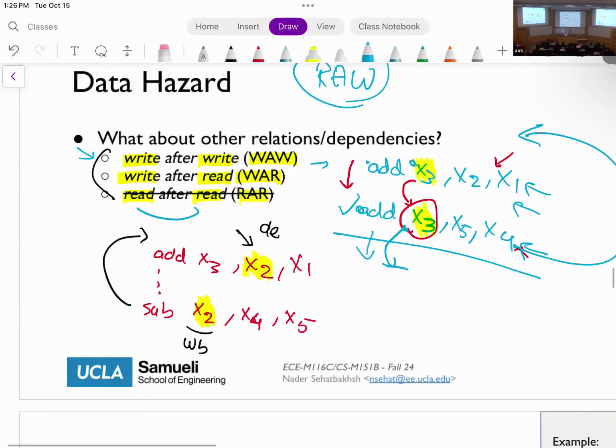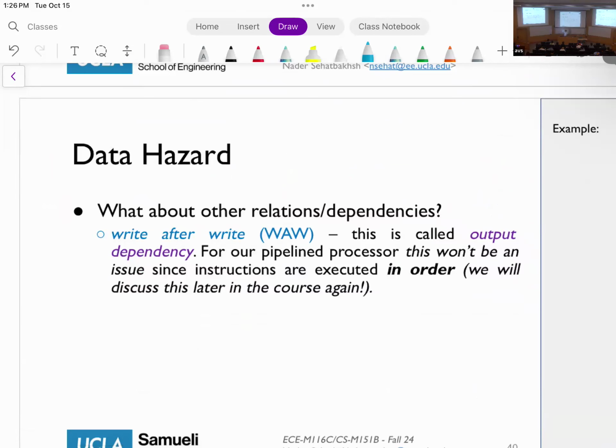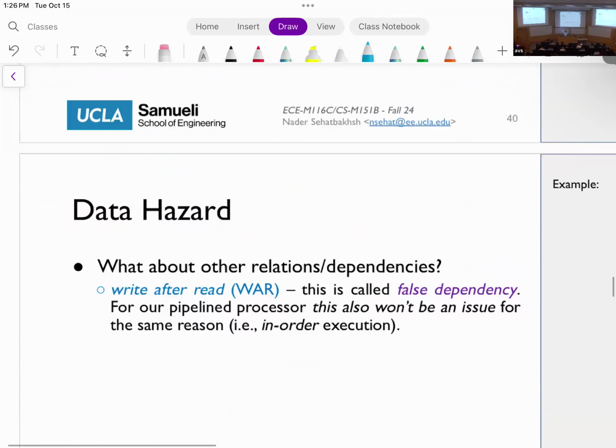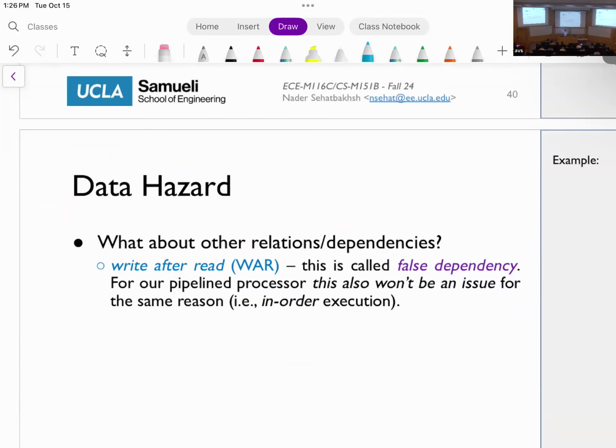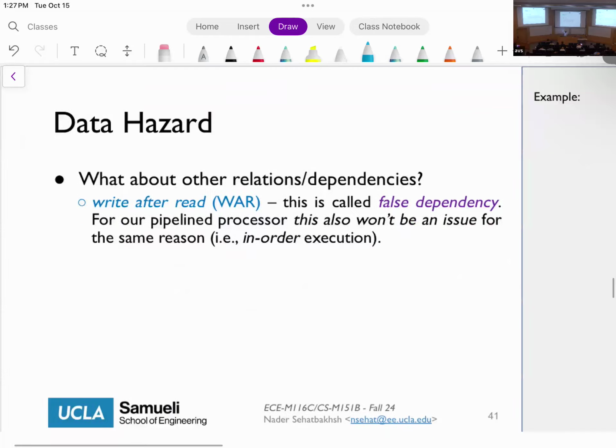OK? This is just an explanation of the things that I just said. So write after write, we call this output dependency. And as I said, since the pipelining doesn't reorder any instruction, this is not an issue. Write after read is what we call false dependency. And again, since we are using an in-order processor, this is also not an issue. But later, once we have out-of-order execution, both of these things become an issue, and we're going to fix that separately.